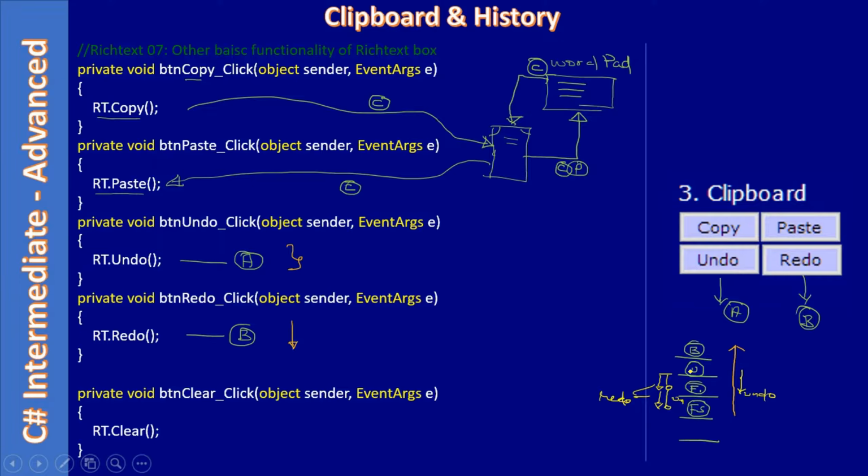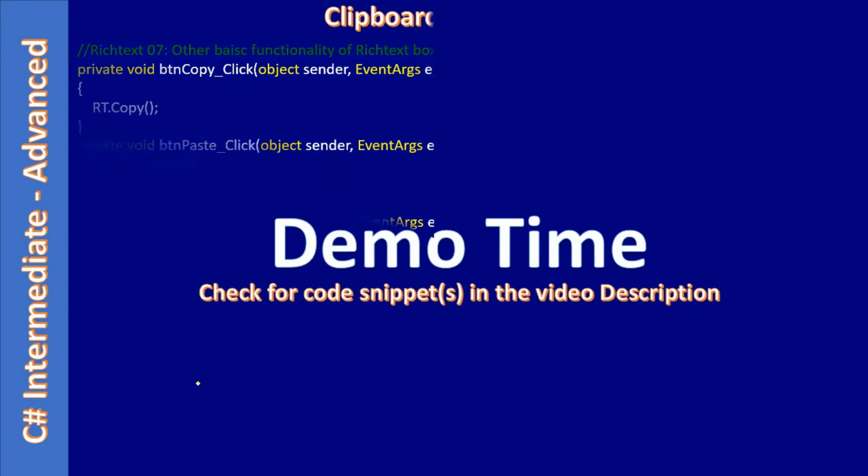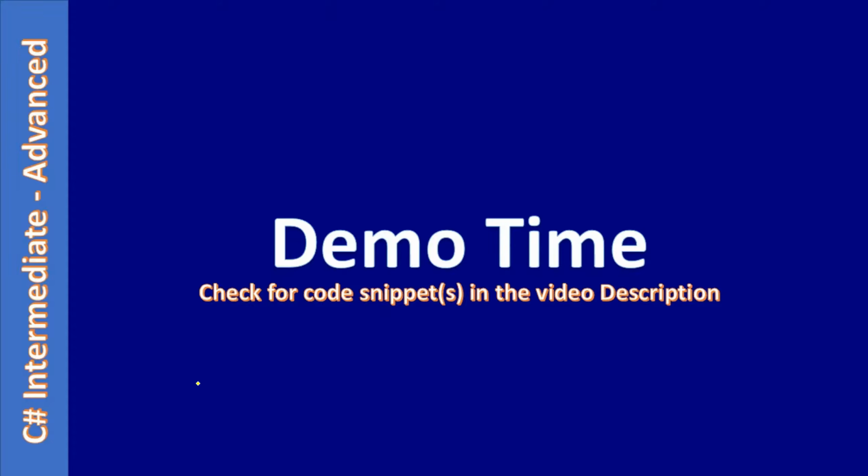Alright, now we will implement this. There's a clear content also, which we implemented. We are simply making a call to rt.clear. Now it's demo time. We will go back to our RichTextBox sample application and complete our coding.